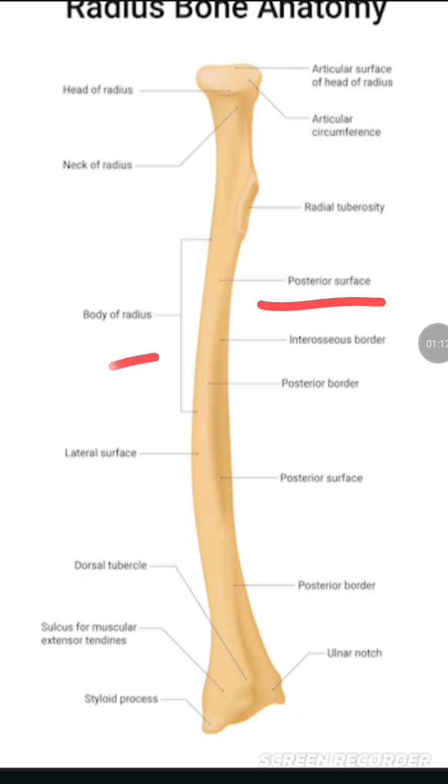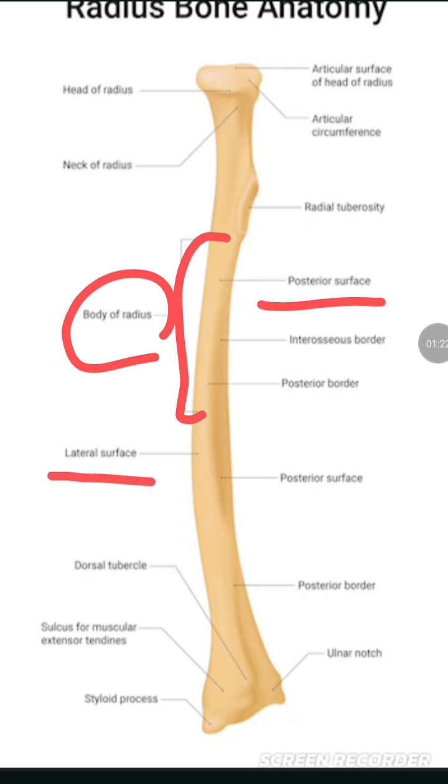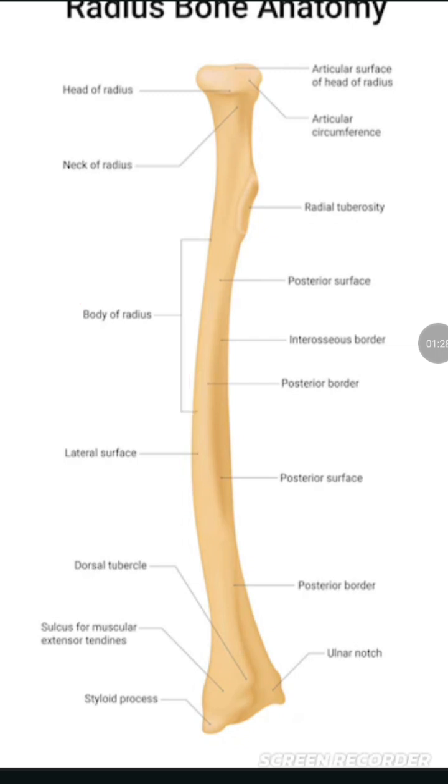This is the body of the radius. This whole region is called the body of the radius, and this is the posterior surface. We also have a lateral surface and a medial surface. There are three surfaces: posterior, lateral, and medial. But here only two are shown: the lateral surface and the posterior surface.